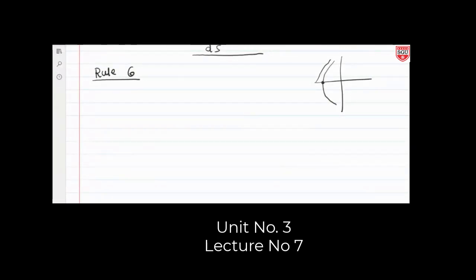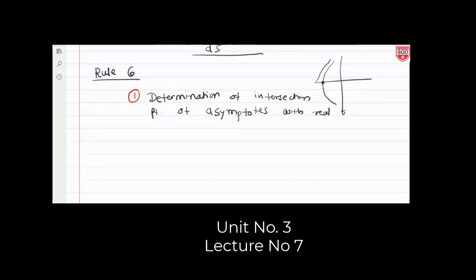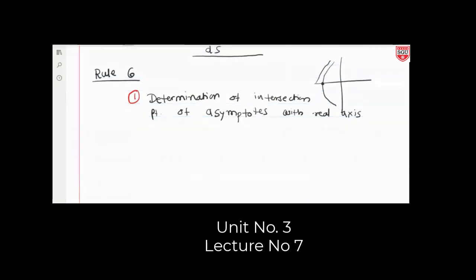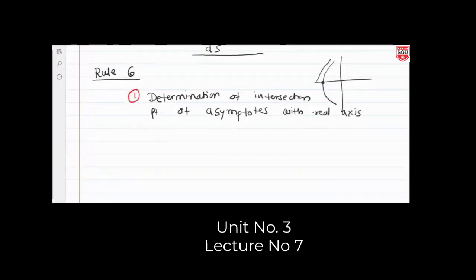We have to find initially, there is a sub-rule, rule number 1 inside that, where we have to find the determination of the intersection point of asymptotes with the real axis. How to find that? We will see. Initially, we have to find the number of asymptotes.